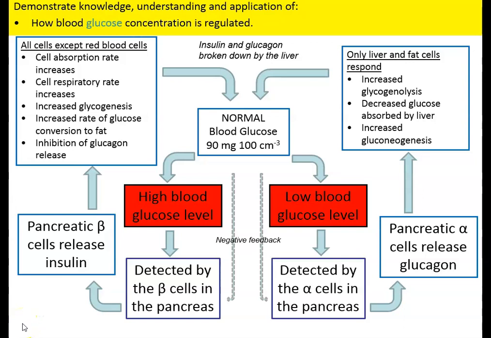Once the blood glucose level has returned to normal, then again we have negative feedback, so that feeds back and is detected by those alpha cells, and so they switch off and then reduce the amount of glucagon that they were producing.